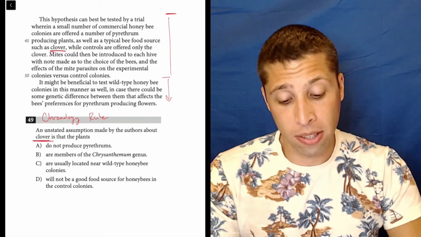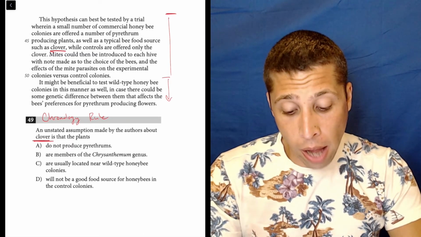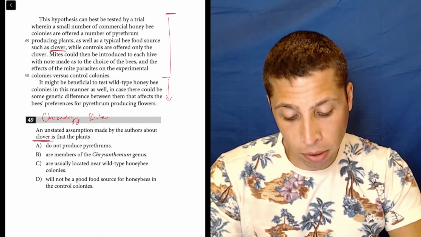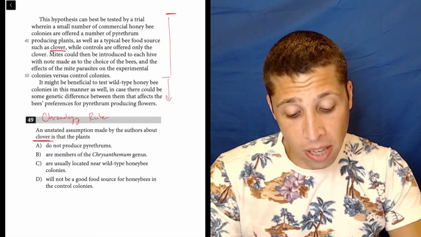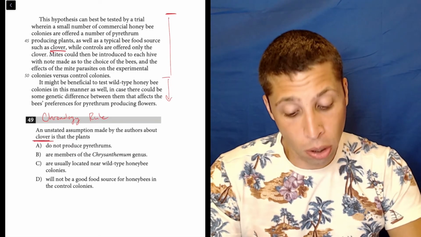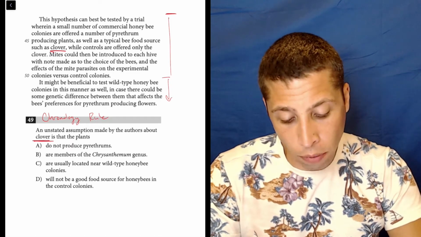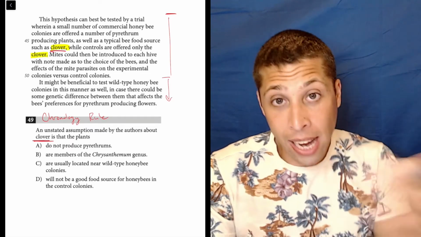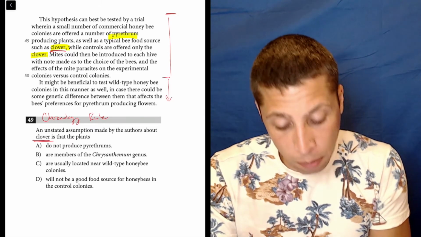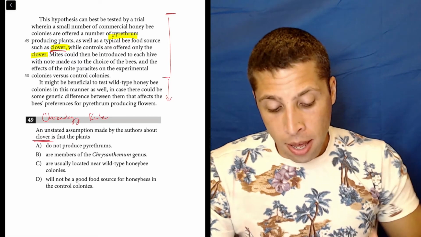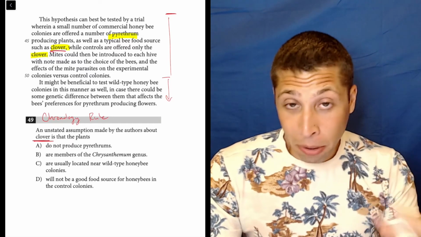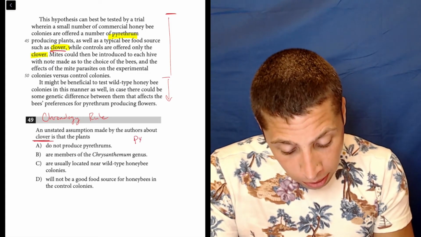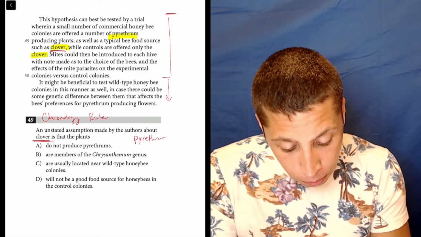This hypothesis can best be tested by a trial wherein a small number of commercial honeybee colonies are offered a number of pyrethrum-producing plants, as well as a typical bee food source such as clover, while controls are offered only the clover. Okay, so what's the contrast here? Yes, we're talking about the clover, but we're also talking about the pyrethrums. So the dumbest summary of what's going on is that the clover has something to do with the pyrethrums.